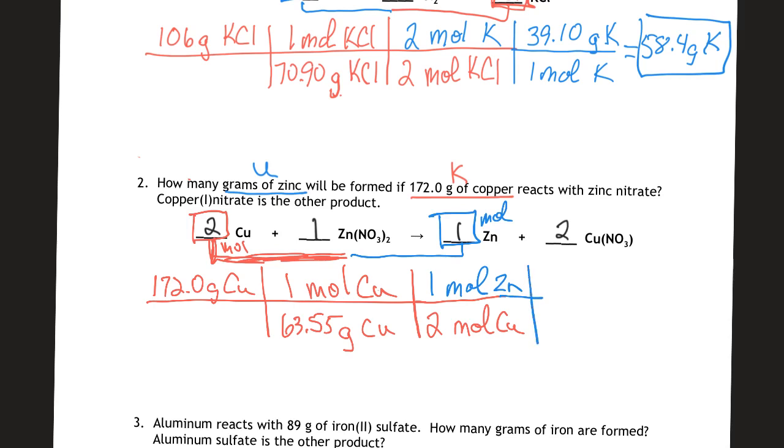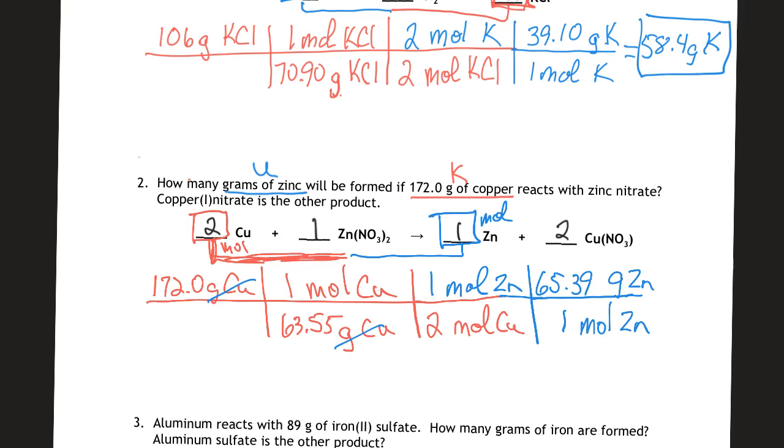Now I have to stop at grams of zinc. So once again, if I have mole on the top, I'm going to need mole on the bottom, and I'm going to grams, which means grab my periodic table. I grab my periodic table and I look up zinc. Well, 1 mole of zinc weighs 65.39 grams. My units are all canceling off.